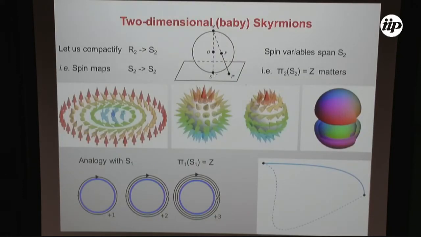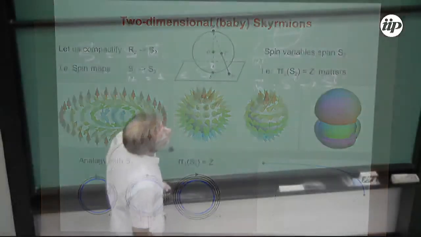Okay, so some pictures. So what I said is, if you compactify that R2 to S2, then you have maps from S2 to S2, and this pi 2 of S2 is the set of integers, and this is what gives the charge, the origin of the charge.